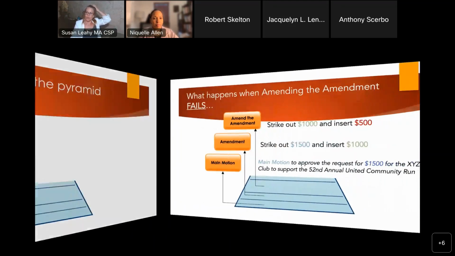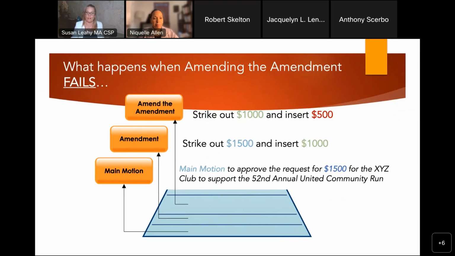So I wanted to show you this visually because this is where a lot of people get lost, okay? So just take a moment. What happens if amending the amendment fails? Now, let me just say this for those of you who are newer to running meetings: if the chair says, is there any further discussion regarding amending the amendment, and nobody raises their hand, then the chair just understands it's time to vote. Seeing no further discussion, we will now vote on the amendment to the amendment, which is to strike out 1,000 and insert 500.